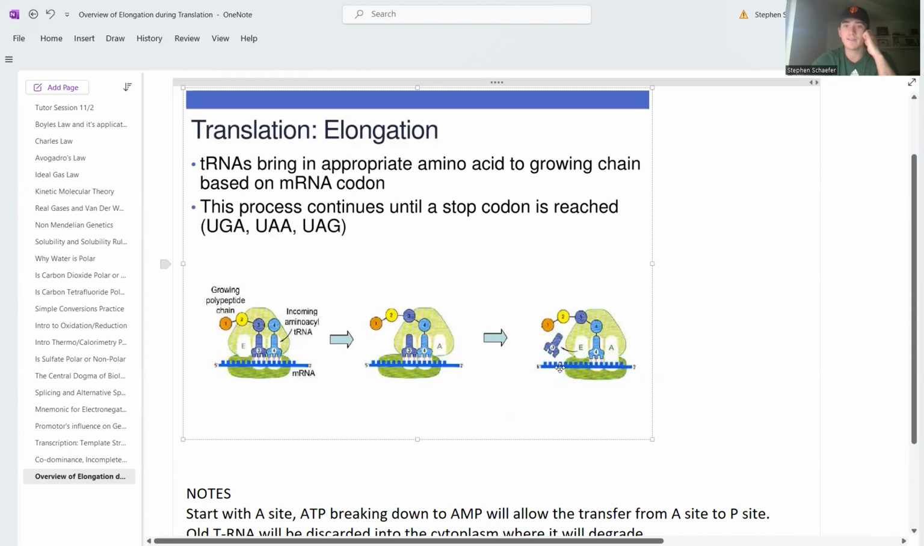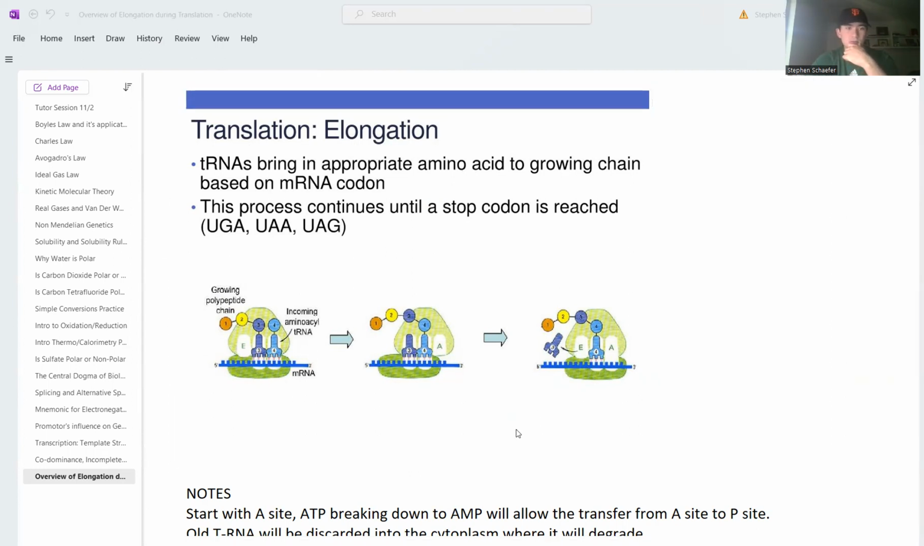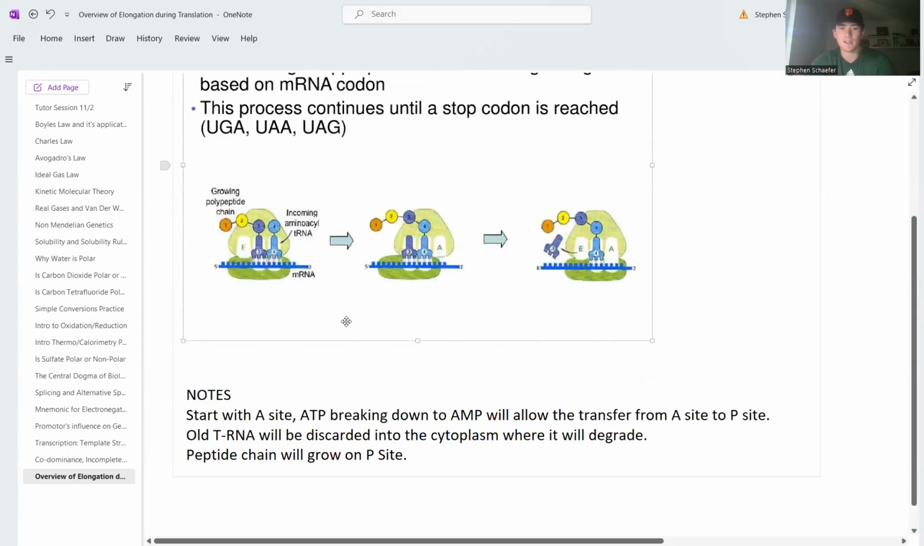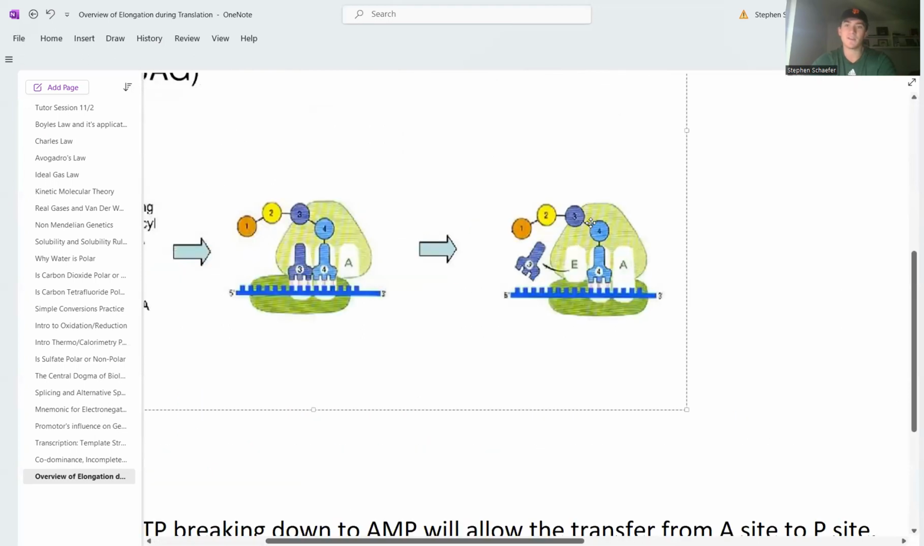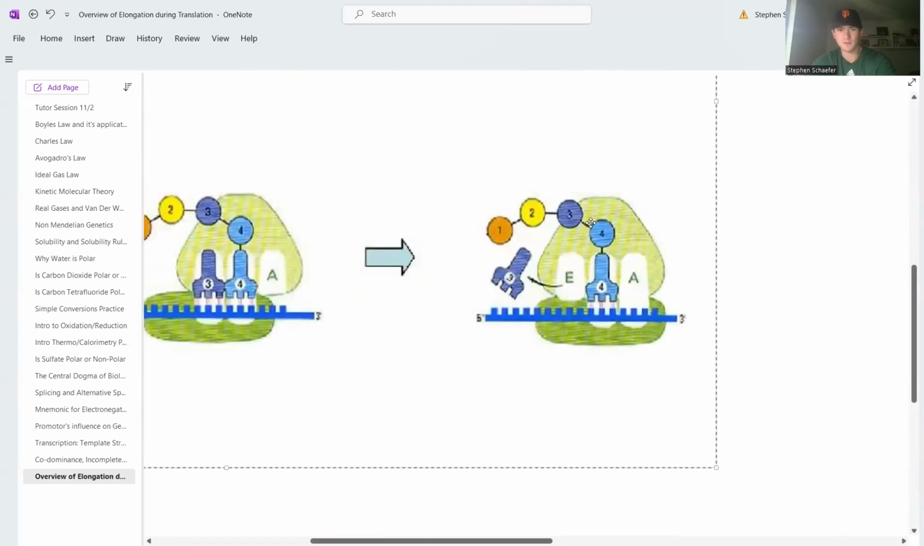So we're going from A to P to E, and energy is necessary in the form of the breakdown of ATP to AMP. So we're starting with the A site, breaking ATP to AMP. This will allow the transfer from the A site to the P site. Our old tRNA is going to be discarded, like I said, and it will degrade. And then our peptide chain is growing on the P site, and that is our future protein.